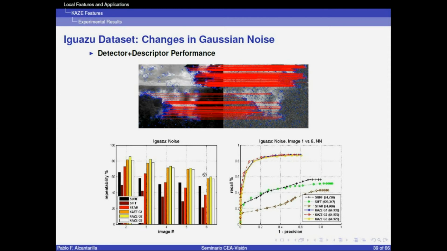So we can see here that, again, the repeatability score of the CASE detector is substantially better than competitors, and also we get a much higher improvement in terms of joint detector and descriptor performance in recall and precision.